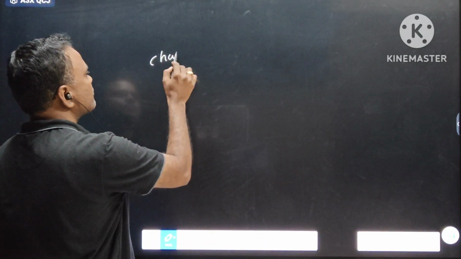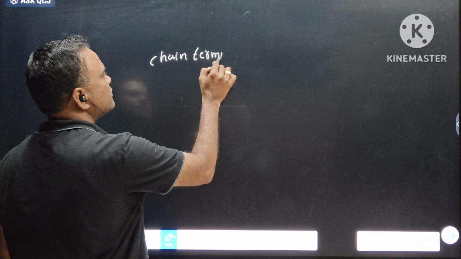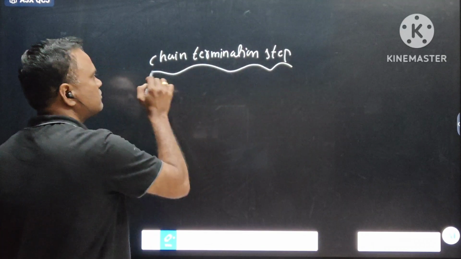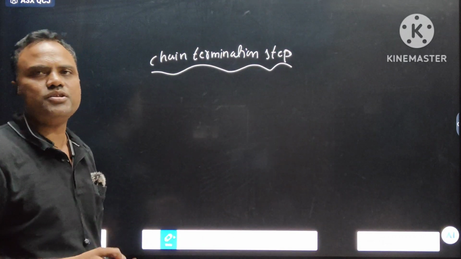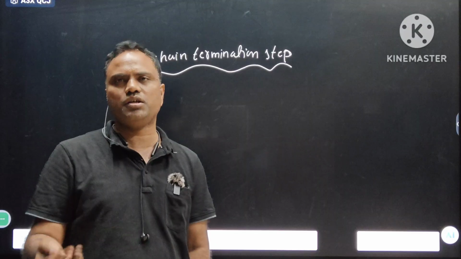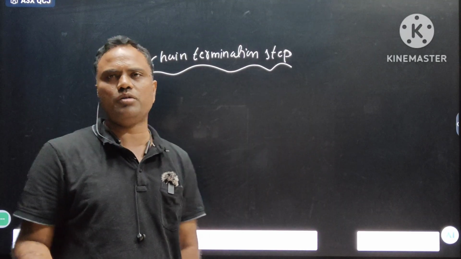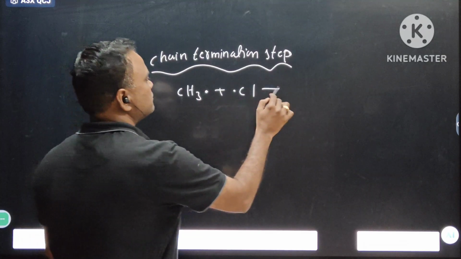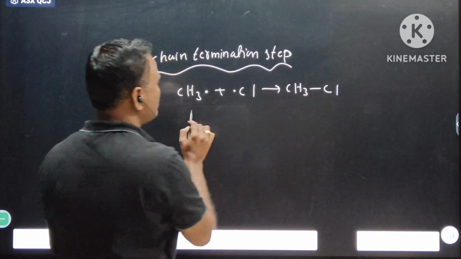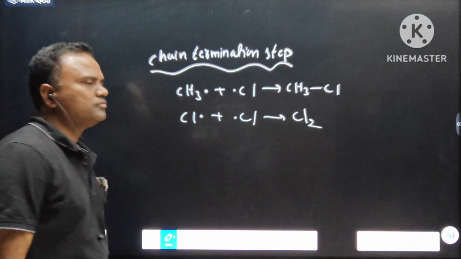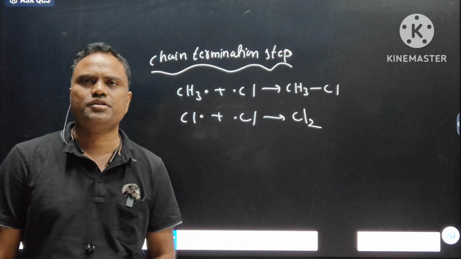Chain termination step. In the chain termination step, all the possibilities like halogen radical will combine with halogen radical, CH3 will combine with Cl radical, all types of combinations will take place and the reaction will end. All the possibilities. Right?